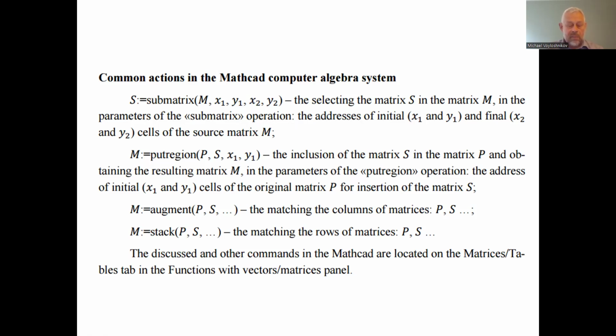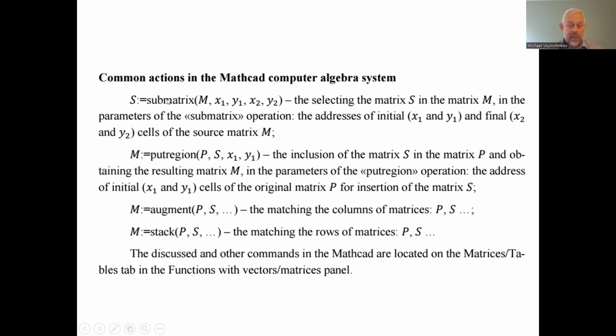So what are common actions in the matrix computer algebra system? The action could be submatrix. Submatrix is the selection of matrix S in the matrix M. So we can select matrix S in the bigger matrix M. In the parameters of the submatrix operation, the addresses of the initial cell, x1 and y1, and the final cell, x2 and y2, of the source matrix M are given. So we have the source matrix, and the points are the indexes along the diagonal of the beginning and the end of the submatrix S of the matrix M.